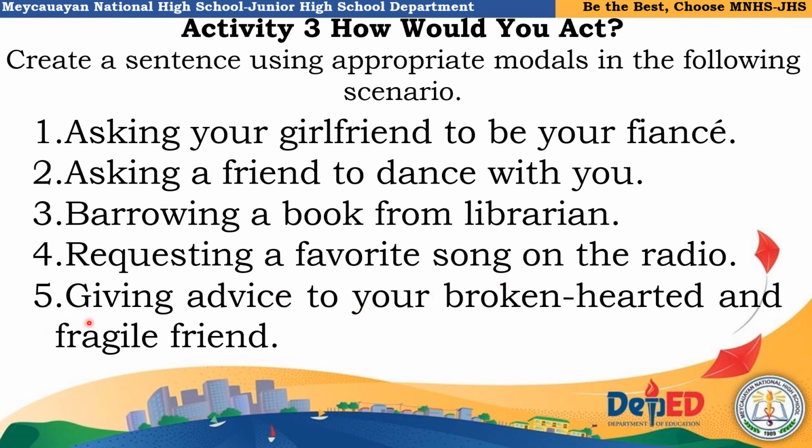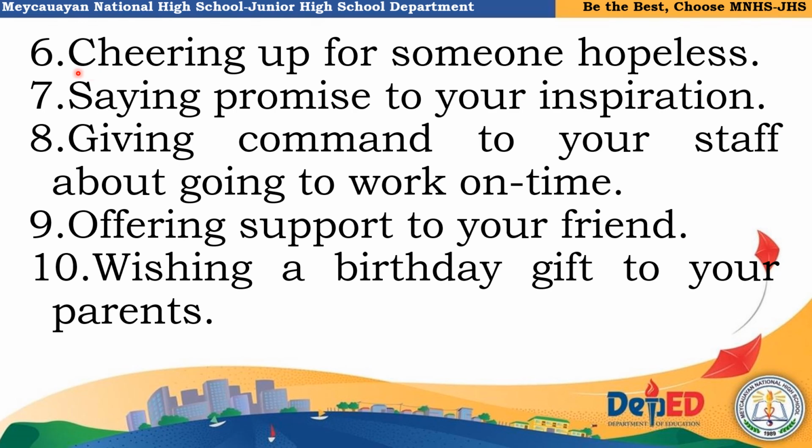Number 5, giving advice to your broken-hearted and fragile friend. So how do you give advice? Create a sentence in giving advice to your broken-hearted and fragile friend. Make sure that you use appropriate modals for this one. So next, number 6, cheering up someone hopeless. 7, saying promise to your inspiration. Number 8, giving command to your staff about going to work on time.